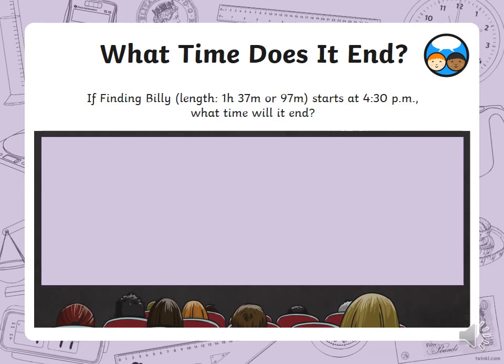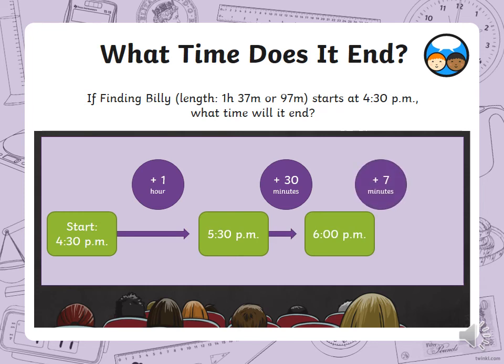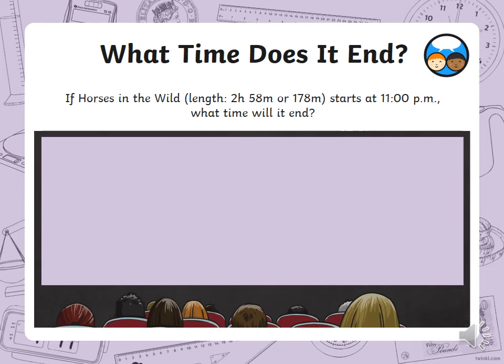If Finding Billy is 1 hour and 37 minutes, or 97 minutes, and it starts at 4:30, what time will it end? So the similar thing that we did earlier: start at 4:30 plus 1 hour, 5:30, plus 30 minutes, 6 o'clock, and then plus the 7 makes it 6:07 p.m. So I want you to do the same for Horses in the Wild. It starts at 11. Pause the video and work out the answer before I show you the answer. Okay, so here is now the answer.